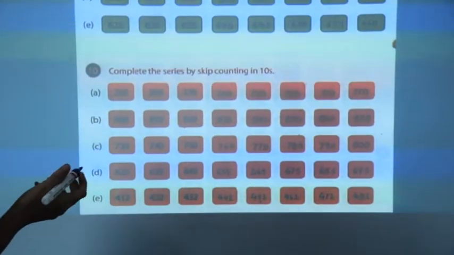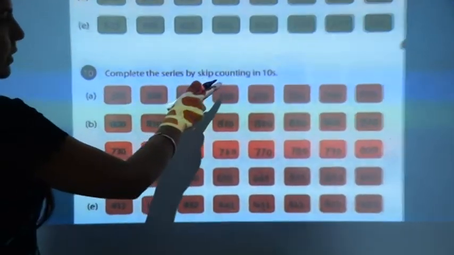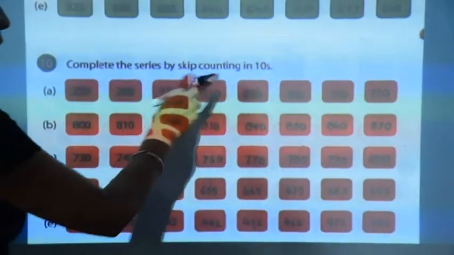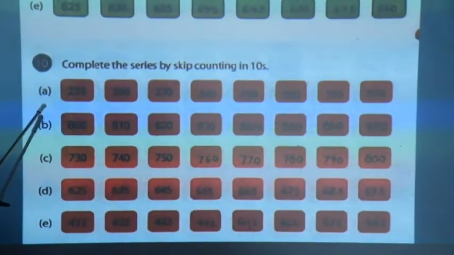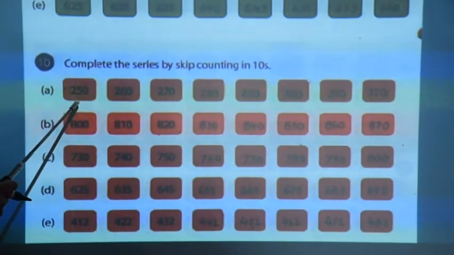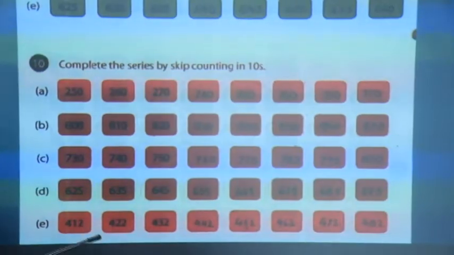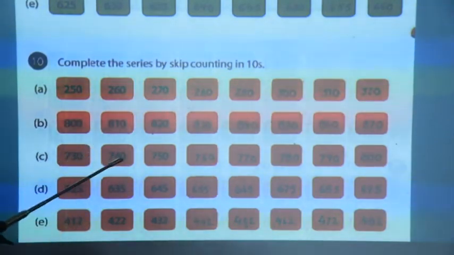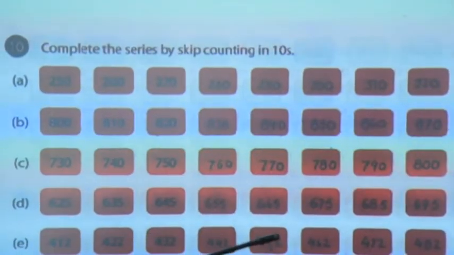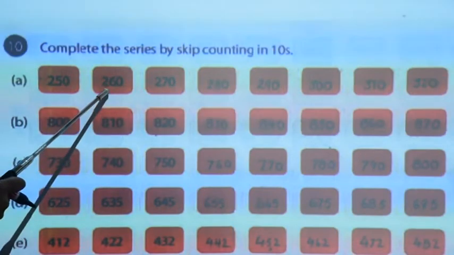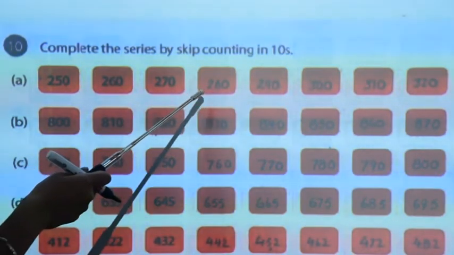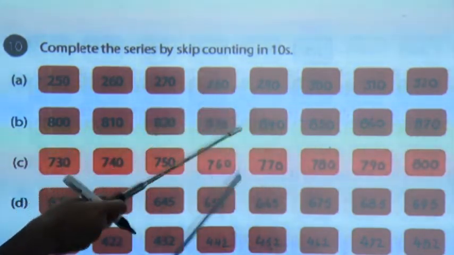Now we will see skip counting in tens. Let's see one question here. The numbers are written 250. After 250, 9 numbers are skipped. But I will tell you another example of it, what you can do for doing this sum fast. 260. After 260, 270 is written. After 270, 280 will come here.